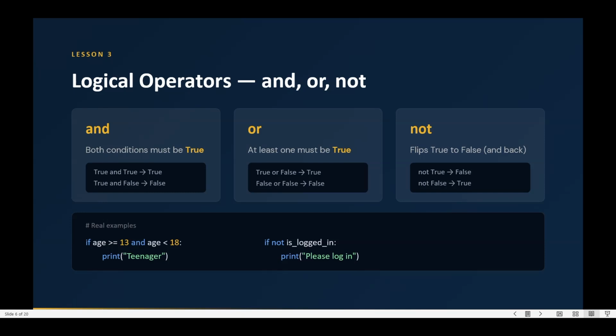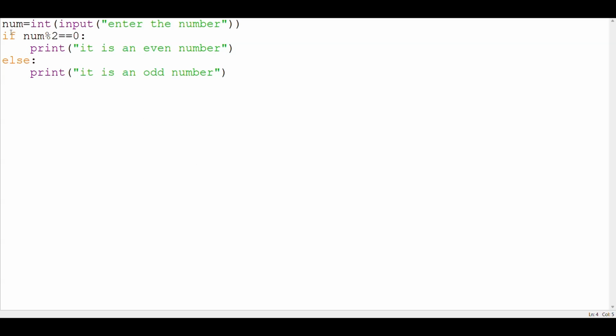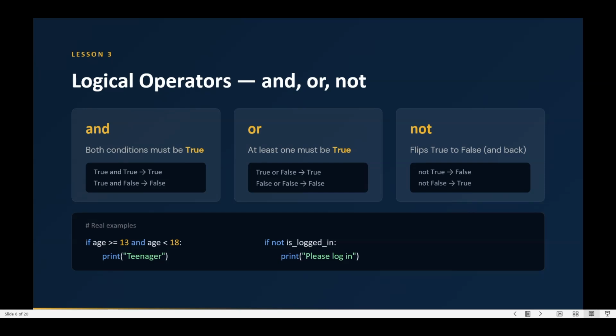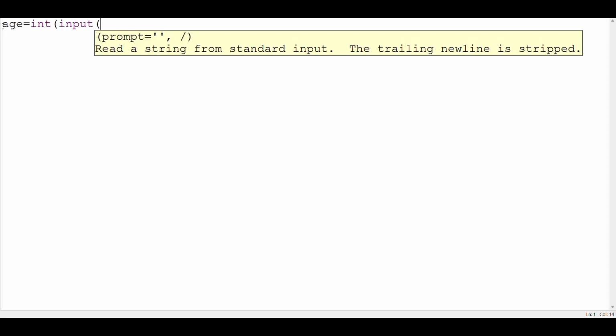So we'll see one example for that also. Here we have given an example: if age is greater than 13 and less than 18, it should return teenager. Greater than 13 and less than 18. So I'll take age equals int input, enter the age, and then we'll close this bracket.